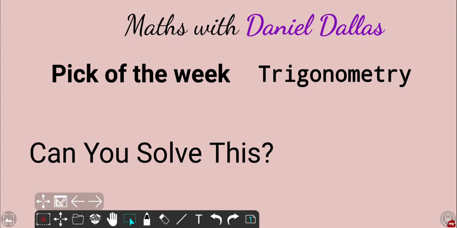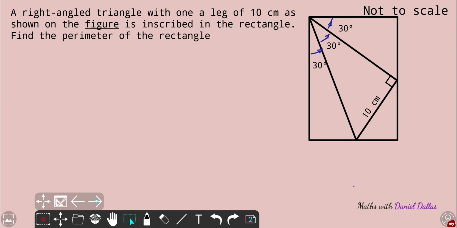Hello everyone, you're on the Pick of the Week, and today we're going to consider trigonometry. Try to solve that. Grab your pen, grab your notes, and let's get started.